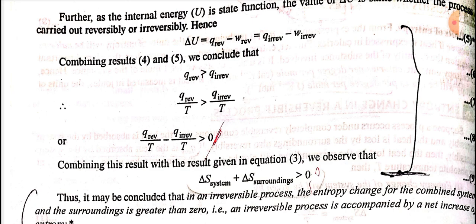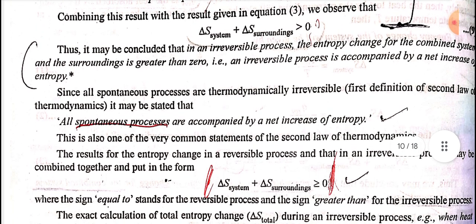Therefore, Q reversible by T is greater than Q irreversible by T, or Q reversible by T minus Q irreversible by T is greater than 0. Thus, it may be concluded that in an irreversible process, the entropy change for the combined system and the surroundings is greater than 0. That is, an irreversible process is accompanied by a net increase of entropy.